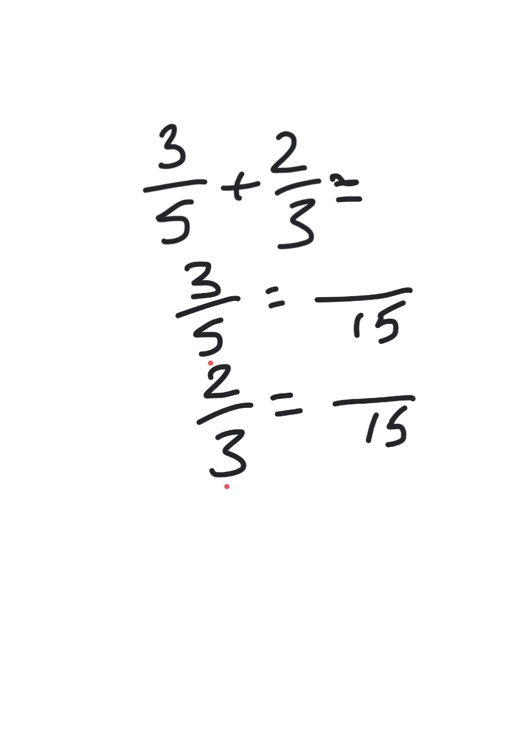Then I just have to go through 5 times what equals 15. I know it's 3. Do the same thing to the top: 9/15. 3 times what equals 15? 3 times 5 does. Do the same thing to the top that you did to the bottom. We have 10/15.